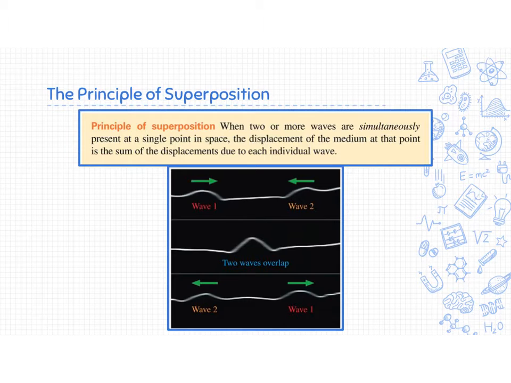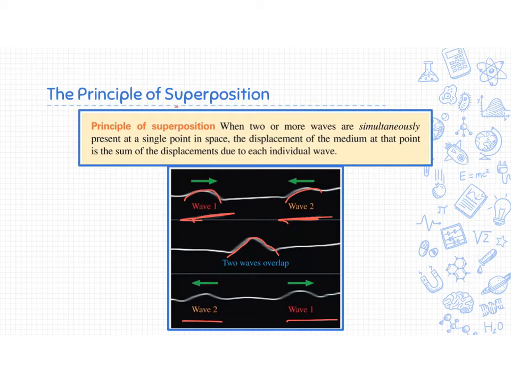A really easy way to look at this is by looking at waves on a string. Here's wave 1 and wave 2, traveling toward one another. When they're at the same place at the same time, they overlap, and this little wave 1 and this little wave 2 combine together to make this bigger wave. And then after that, wave 1 and wave 2 keep going as if nothing ever happened.